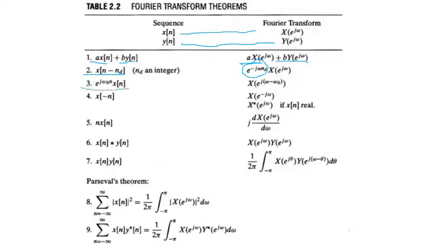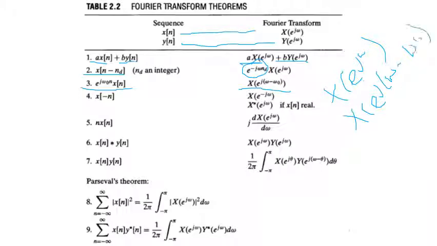If we have a complex exponential in the time domain multiplying the signal, what will we have? Our Fourier transform will be shifted by omega naught. Now the frequency will not be X of e raised to the power j omega. It will become X of e raised to the power j times omega minus omega naught.